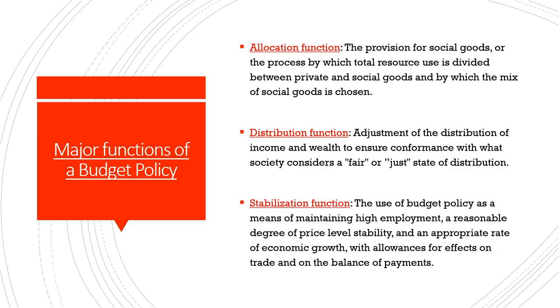So, what are the major functions of budgetary policy? There are basically three main functions: allocation function, distribution function, and the stabilization function. Now, what is an allocation function? The allocation function basically refers to the provision of social goods, or the process by which total resource use is divided between private and social goods, and by which the mix of social goods is chosen.